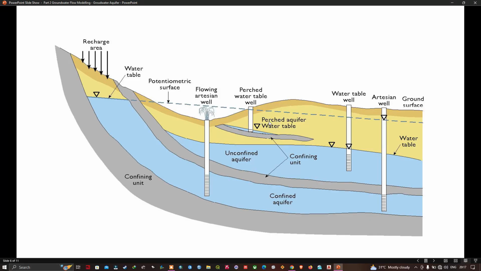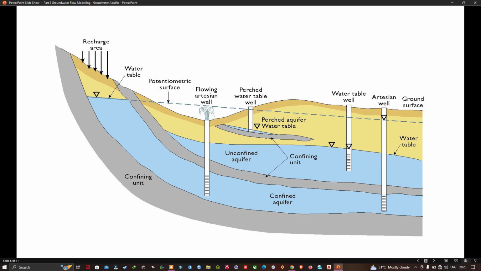Why? Because we may drill a well here and find water, but this water is temporary, which means that this perched aquifer is full of water in some seasons, like the wet season. During the dry season, this perched aquifer will be empty. So we cannot consider it a permanent source of water, because it gets recharged only during the wet season.